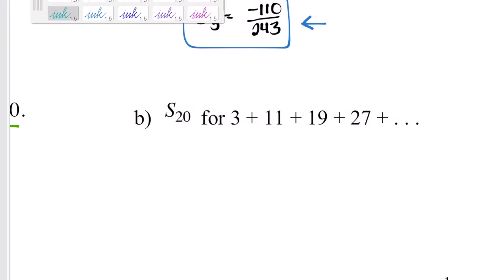My next bit, they don't tell me what kind of sequence this is, so I'm going to test it out. So if it was arithmetic, we would be adding by 8 here. And then I would add by 8 in order to get from 11 to 19, and adding by 8 to get from 19 to 27. So this is indeed arithmetic.